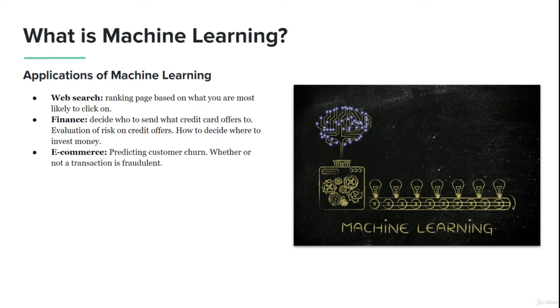And then with e-commerce here, predicting customer churn, whether or not a transaction is fraudulent. So you think about e-commerce stores such as Shopify, where they have a lot of different customers, a lot of different customer base. And so what they want to be able to understand is whether or not something is legit, if the order is actually fraudulent, or if it's actually a real order from a real individual.